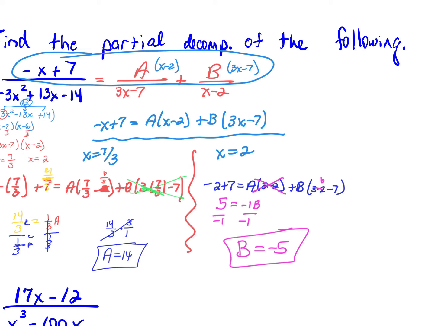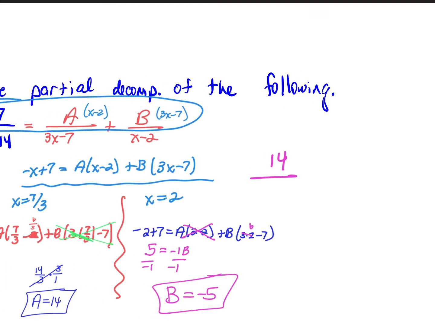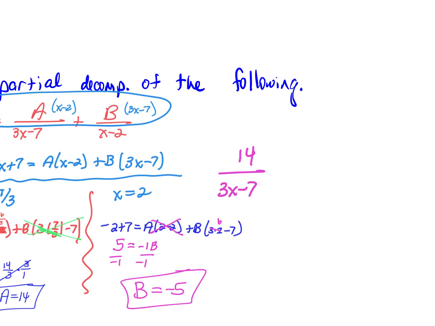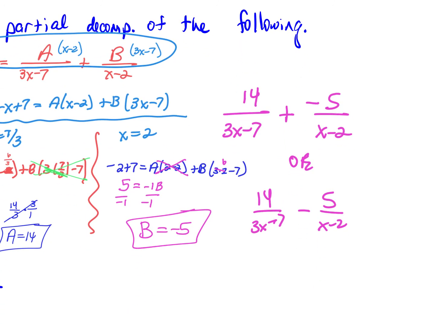So there's a couple ways you could write this. You could write this as 14 over 3x minus 7 plus -5 over x minus 2. If you had x minus 2 first, that's fine, but -5 needs to be with that. Another way I could write this, guys, if you wanted to, you could say, whoa, that says or, 14 over 3x minus 7 minus 5 over x minus 2. You don't like the plus and negative, that's fine. Either one of those is fine. Questions?